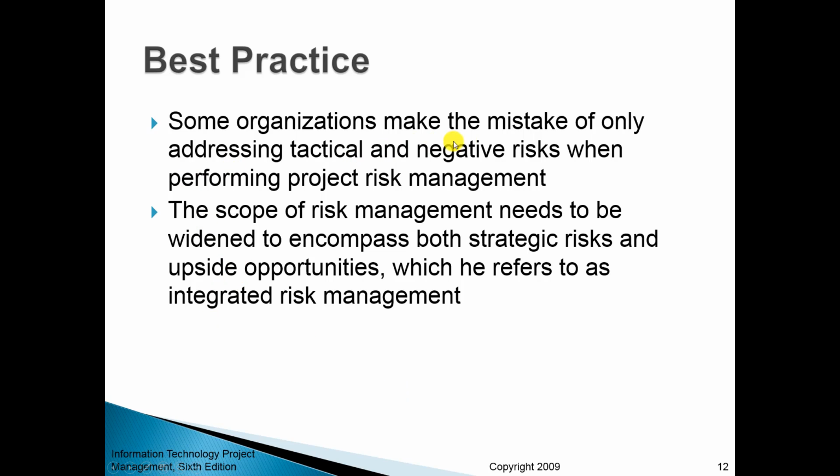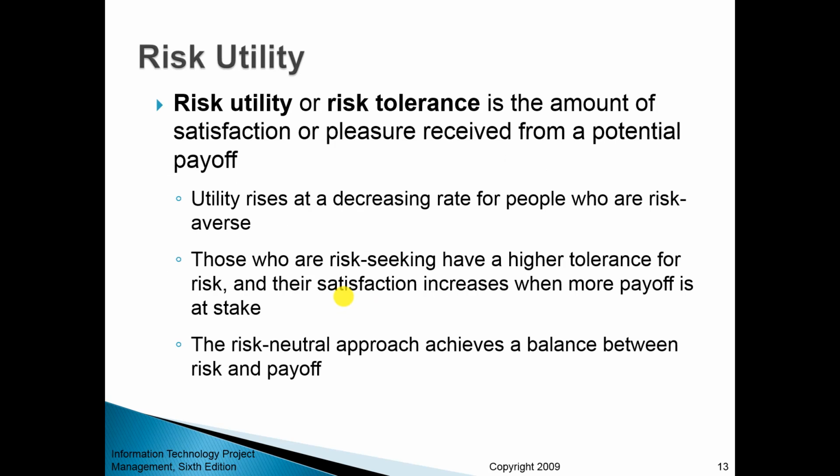Some organizations make the mistake of only addressing tactical and negative risks when performing project risk management. So the scope of risk management needs to be expanded. It needs to be broad enough to encompass both strategic risks and upside opportunities, which some authors refer to as integrated risk management: looking at risk as a whole, looking at both positive and negative opportunities arising from uncertainty.